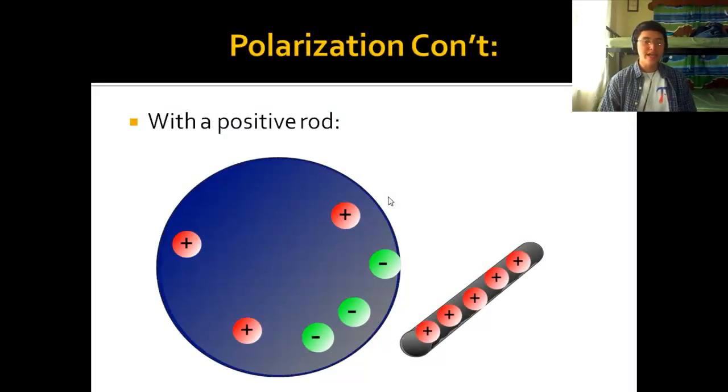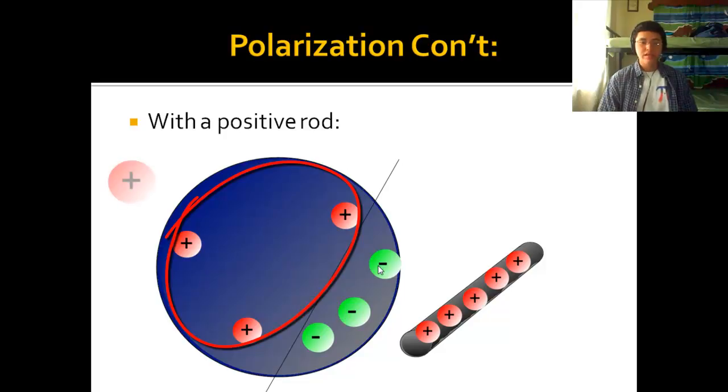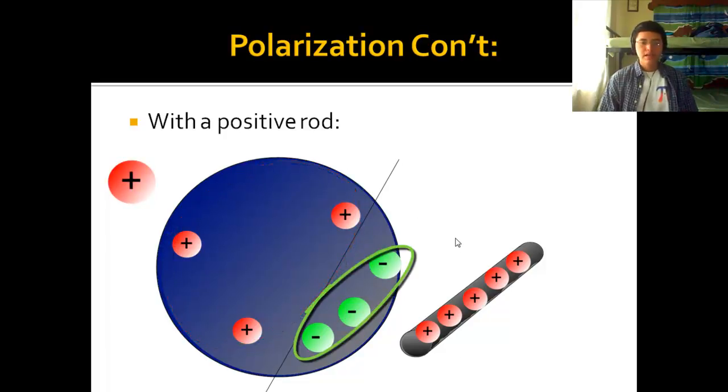Now polarization with a positive rod. As seen here, the negative electrons would be attracted to the positive rod, making this side of the sphere positive and this side of the sphere negative.